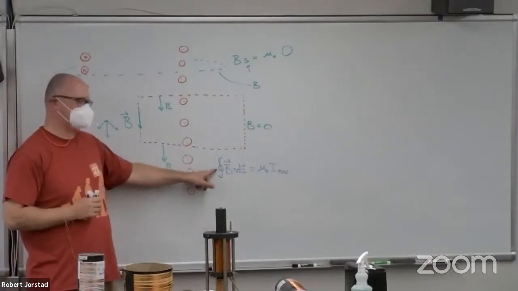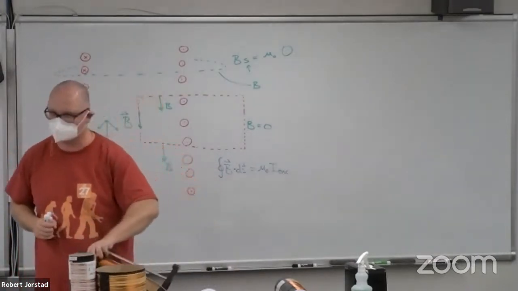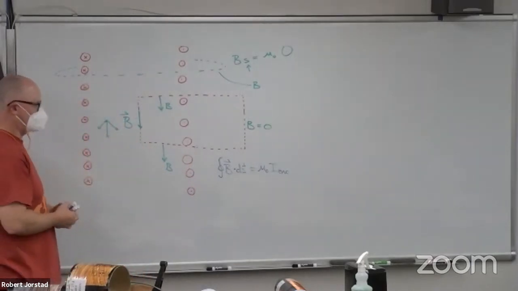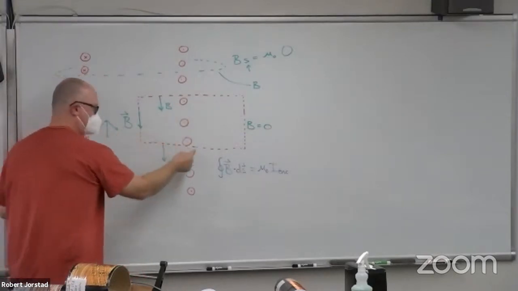I need to go, this circle on the integral simply means go all the way around the loop. Are you okay with that? It just means on a closed loop, make sure you go all the way around. Well, I need a B·ds here, B·ds here, B·ds here, and B·ds here.